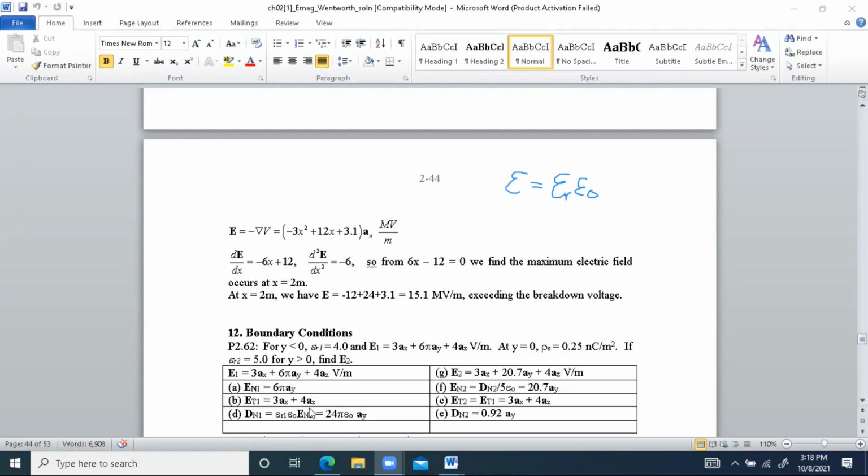Right. So when I work out 24 pi epsilon naught, I'm not getting the 0.92. What do you get? I'm getting a value of 6.68 times 10 to the negative 10. What did you use for epsilon naught? 8.854 times 10 to the negative 12. You work this out and you get 6.68 times 10 to the negative 10.